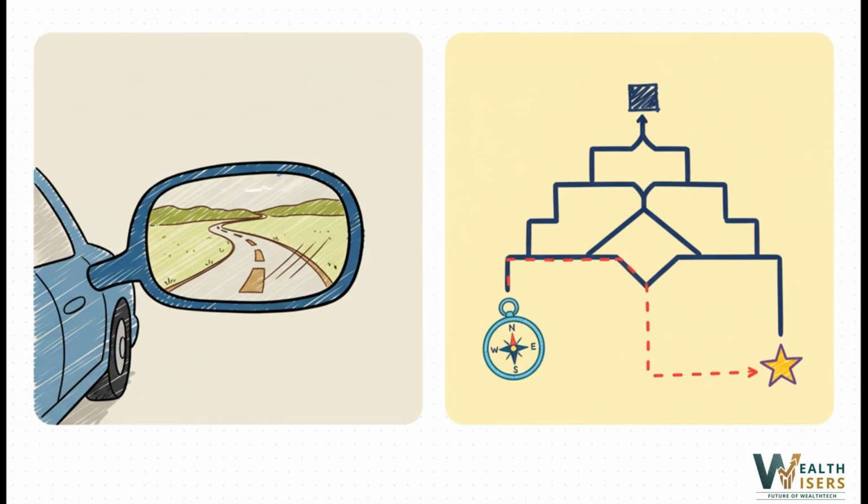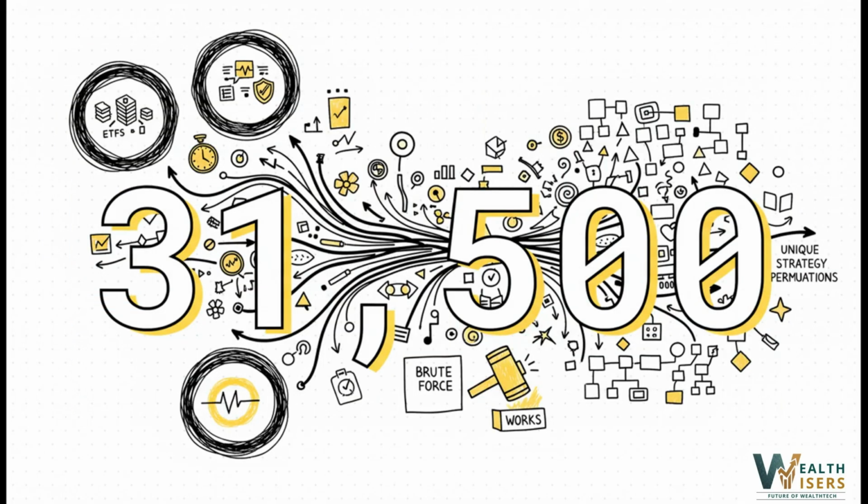This system takes a totally different approach. It's not just asking what happened in the past. It runs simulations for tens of thousands of potential scenarios to ask what could happen. This lets it find strategies that are way more robust. And the scale here is just mind-boggling. When you systematically combine every single parameter you can think of, like how many ETFs are in the portfolio, how long you hold them, your risk tolerance, the system spits out a staggering 31,500 unique strategies. It's really a brute force attack on finding out what actually works.